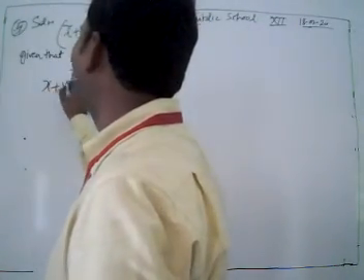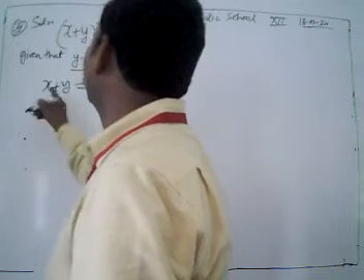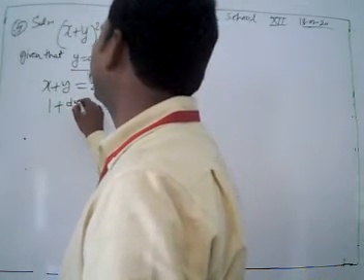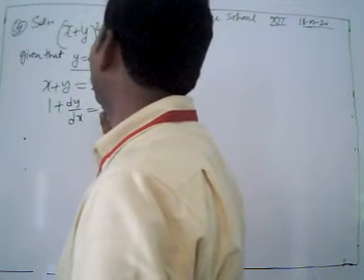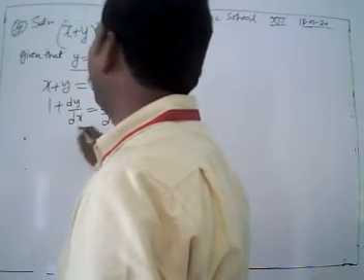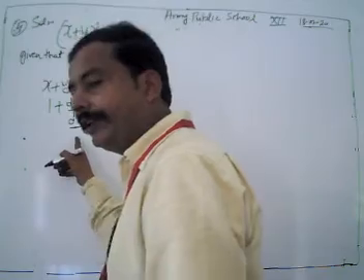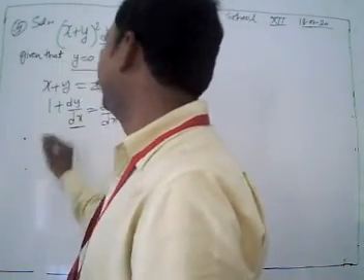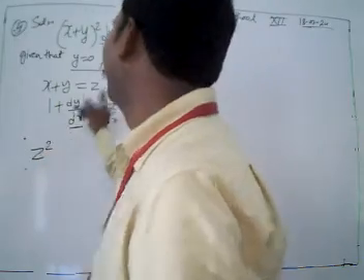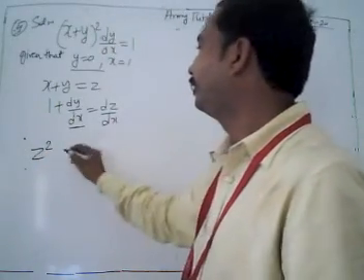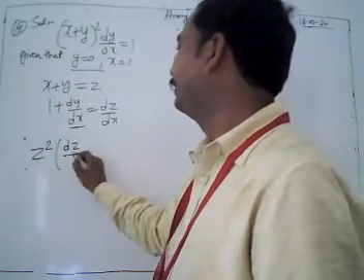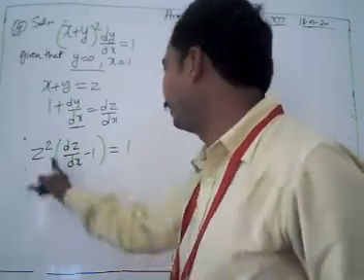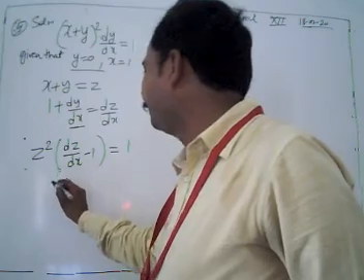Take x plus y equal to z. Differentiating with respect to x, we have 1 plus dy/dx equal to dz/dx. From here we get the value of dy/dx as dz/dx minus 1. Then what do we have? This is our x plus y, z. Then we have z square, and the value of dy/dx is dz/dx minus 1, equal to 1. Now look what we have.